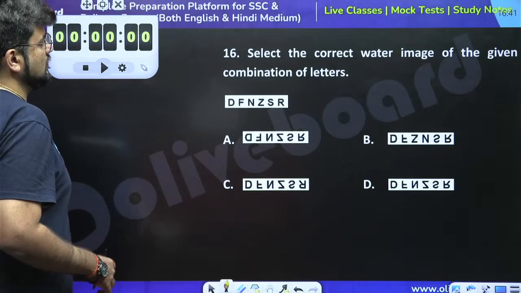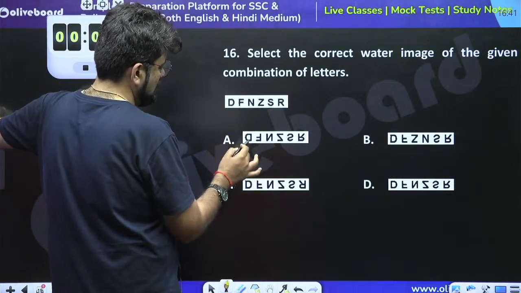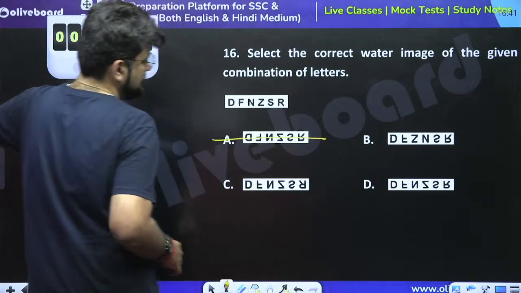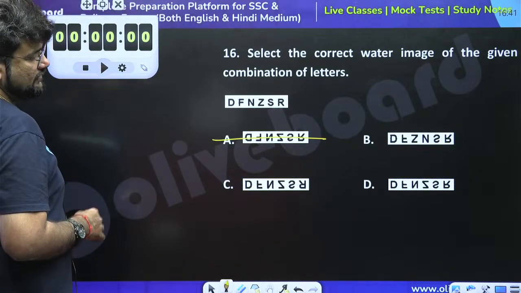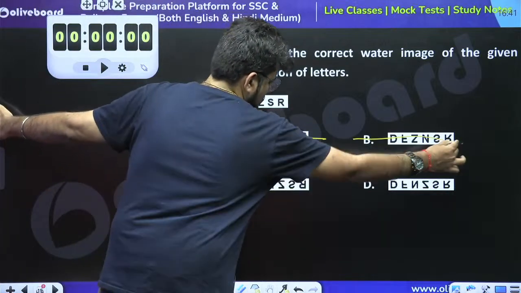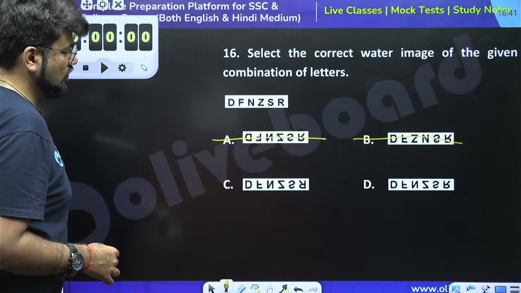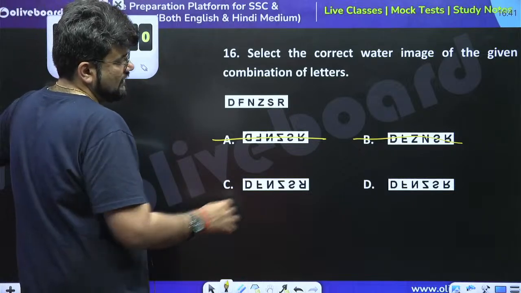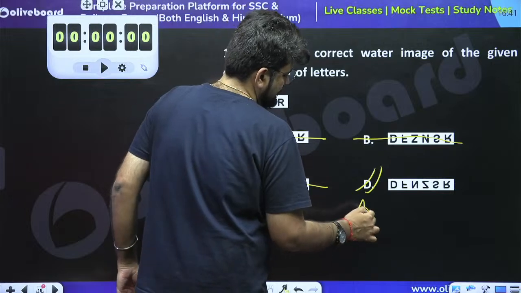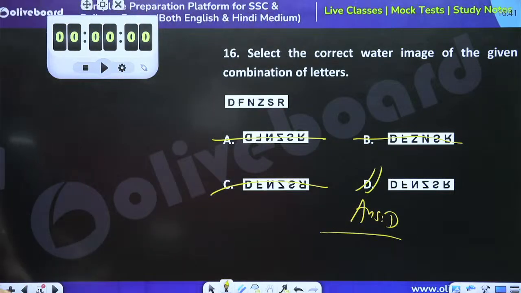Okay, easy question. You want to find the water image. So water image for D will remain the same. So this is not the answer. For F, it will be same in the 3. For N, this one is Z, so this is not the answer again. For N, it is the same. For Z, it is the same. For S, it is the same. For R, it will decide. And for R, it is going to be that one, not this one. So option D is the right answer. Okay. Next.